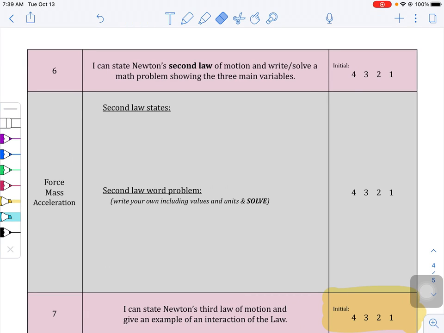So for learning target 6, we're checking out Newton's second law of motion. We got two parts here. We want to state what the law says and also create a word problem, and then we want to actually solve it, so show our math skills.